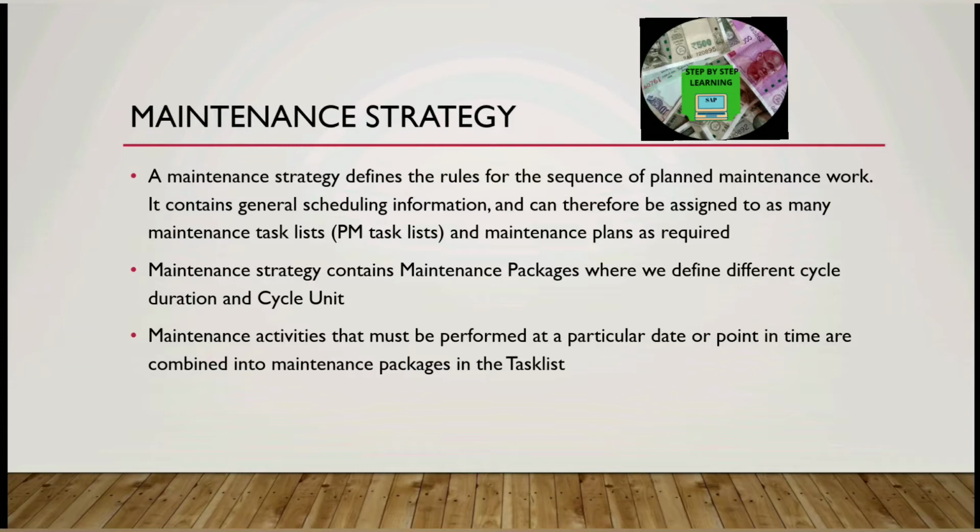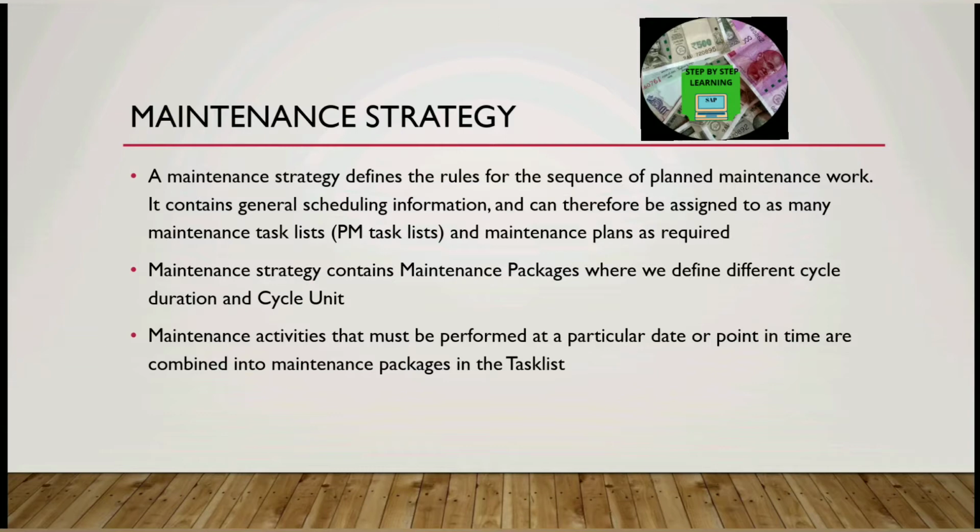It has cycle duration and units, along with some scheduling information. This maintenance strategy will be assigned to the task list and also to the maintenance plan. Once it is assigned to the task list, the task list operations, that is, all the maintenance activities that need to be performed, will be listed in the task list. These activities and operations can be linked to the cycle duration with the help of packages. It is called packages.